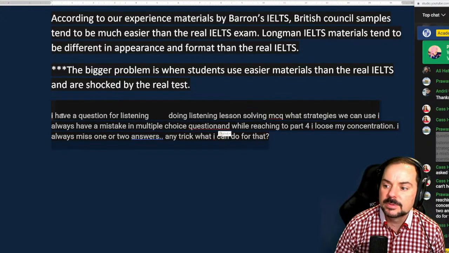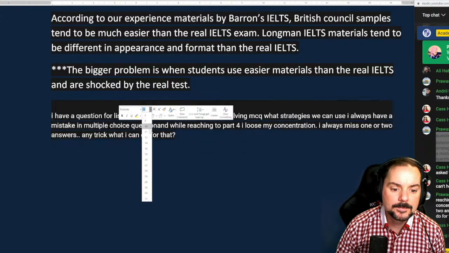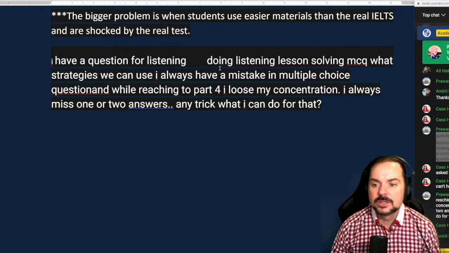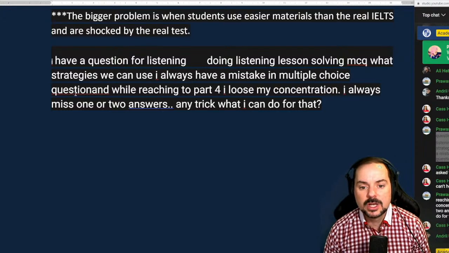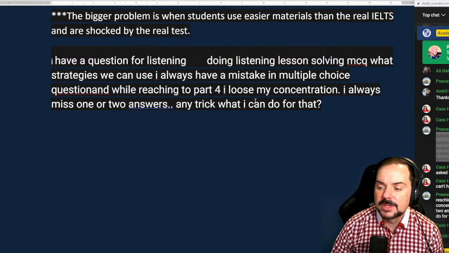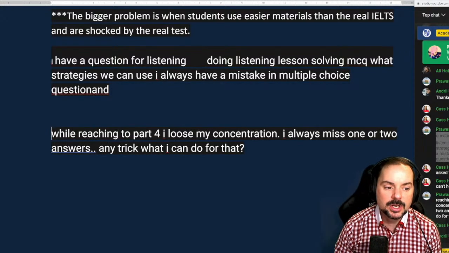Okay, so this is Pravasha's question here. I have a question for listening. Doing listening lessons, solving multiple choice questions, what strategies can I use? I always have a mistake in multiple choice questions. I've talked about that, Pravasha, quite a bit. So you have a two-part question here.